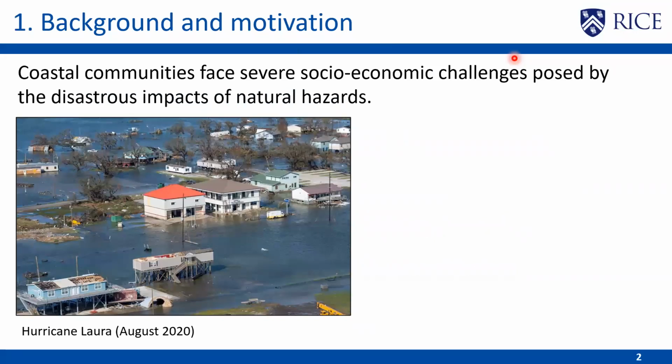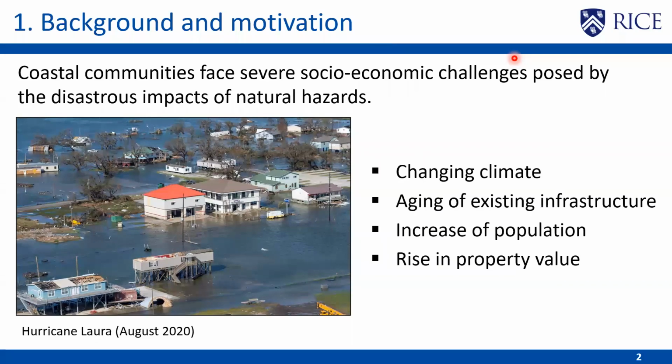So coastal communities face severe socioeconomic challenges posed by the disastrous impacts of natural hazards. These challenges are being exacerbated by factors such as changing climate, aging of existing infrastructure, the increase of population, and the rise in property value. We can see in this picture Hurricane Laura, which made landfall on August 27 in southwestern Louisiana, and actually was the first Category 4 hurricane to ever make landfall in this region. So this poses a lot of questions on how we are designing our structures to be safe enough for the hazards that are coming in the future.